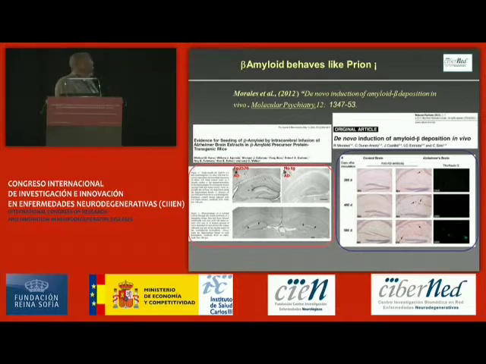Claudio Soto's lab, which showed clearly that ICV injection of amyloid samples is able to generate amyloidosis inside transgenic mice. This demonstration strongly suggests that amyloid behaves like a prion-like disease. It's not only demonstrated for amyloid.